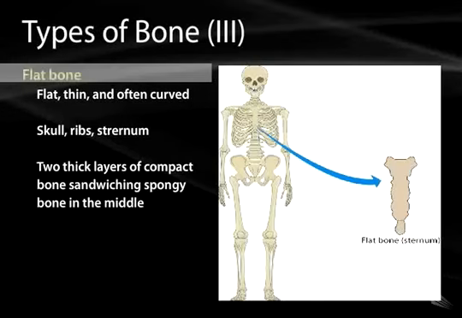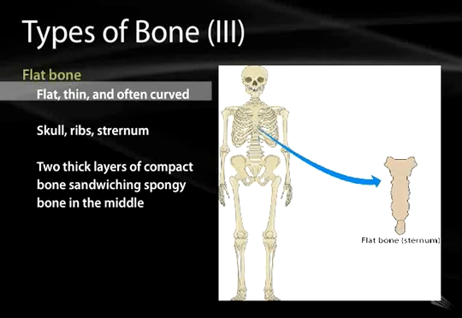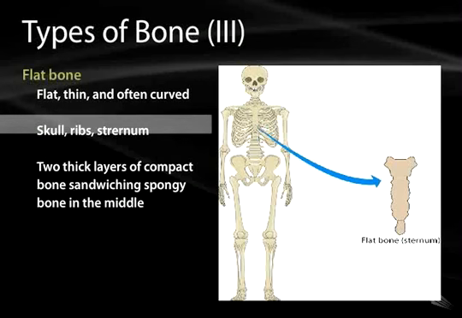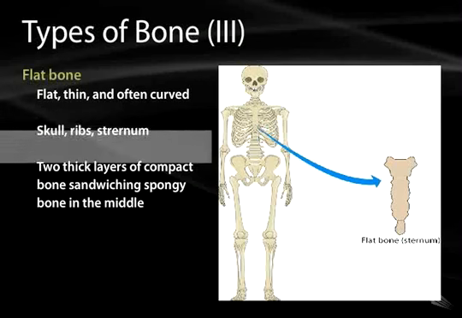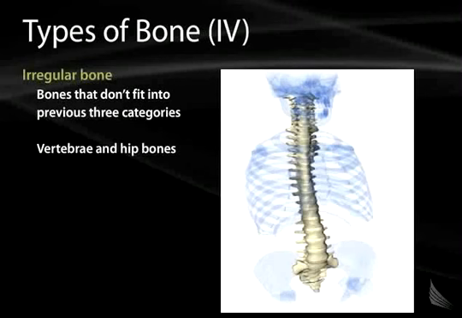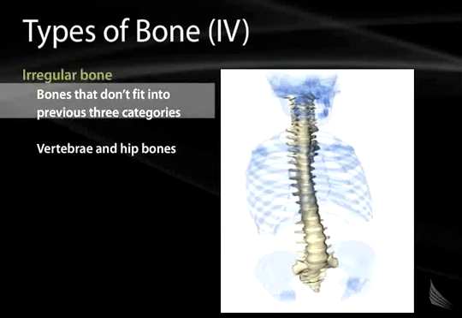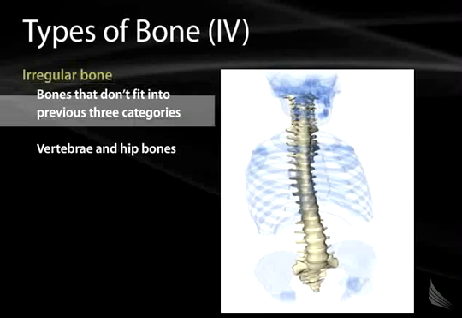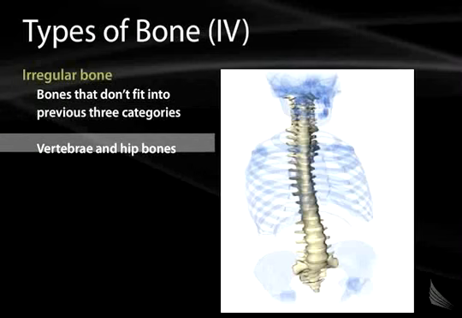Then there are the flat bones. This name is somewhat incongruous as these bones can be flat, thin, but also be curved. When you think about the flat bone, think about areas such as your skull, your sternum, and your ribs. Here what you often have are two thick layers of compact bone sandwiching spongy bone in the middle. Finally, there's one group that we simply term irregular bone. That is bone that doesn't fit into either of the previous three types. This generally tends to be a term that we reserve for the vertebrae and hip bones.